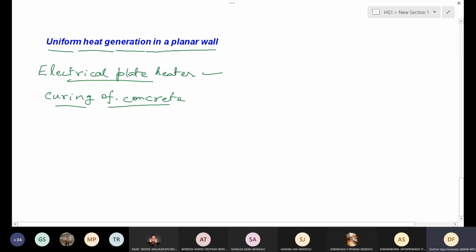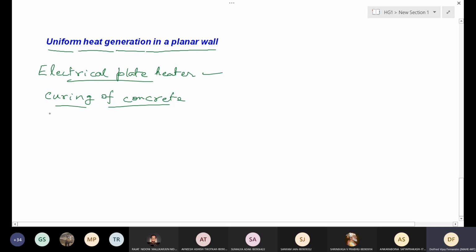So there are some examples like this where we have planar walls with heat generation, like an electrical plate heater or curing of concrete. Or maybe we are making some battery or using some alkaline powders. Most batteries come in cylindrical shapes, but if it is in planar shape, then we can also consider it as a planar wall with uniform heat generation. So that means we have to solve this problem.